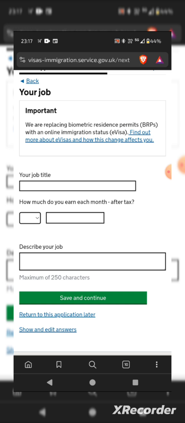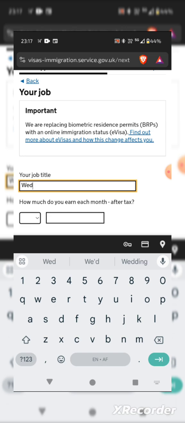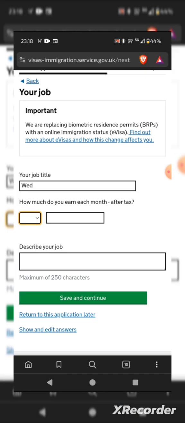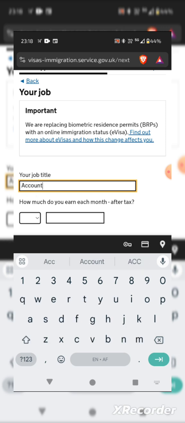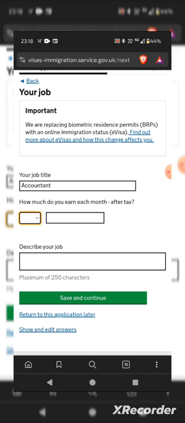Then your job title now. What is your job? Or it's the same. You go back to that invitation letter and then you write all of that stuff there. Okay, you put your job title. If you're an accountant, you put accountant. Whatever your job title is, you put it.